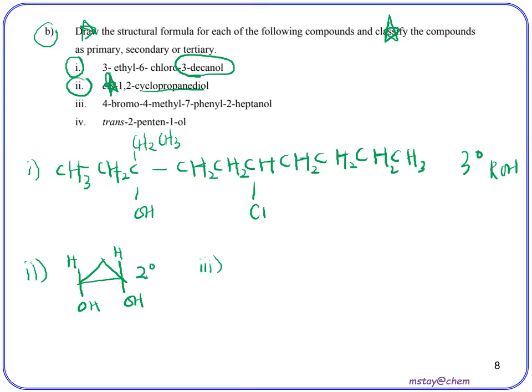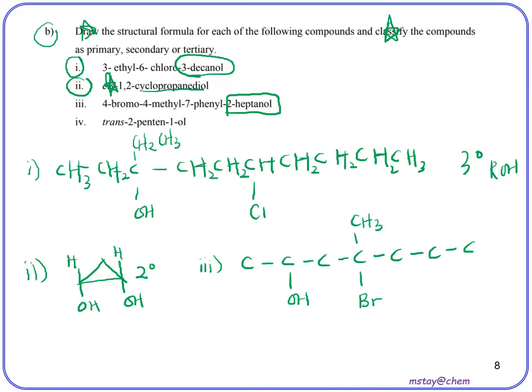Number 3, we have 2-heptanol. The parent is heptanol, 7 carbons. The second carbon consists of a hydroxyl group. The fourth carbon consists of bromine and also the methyl group. And then the last carbon consists of a benzene ring as the substituent.